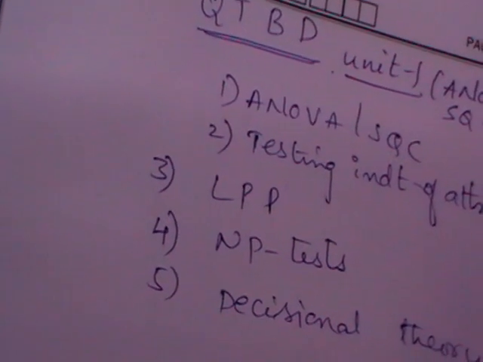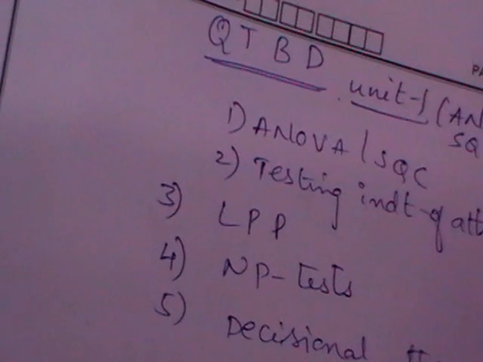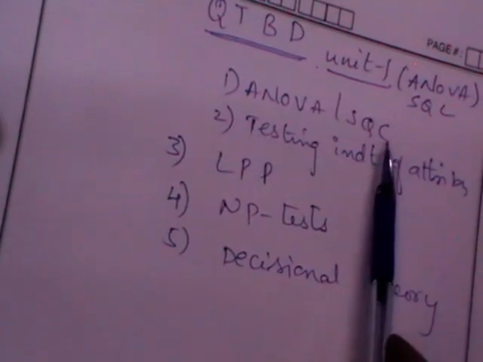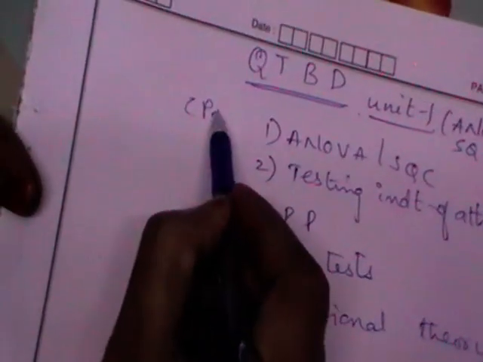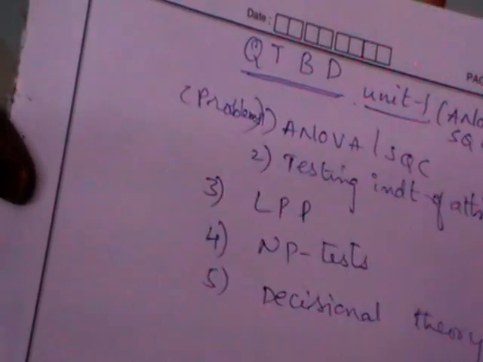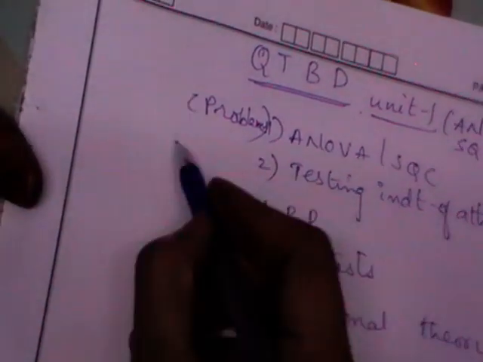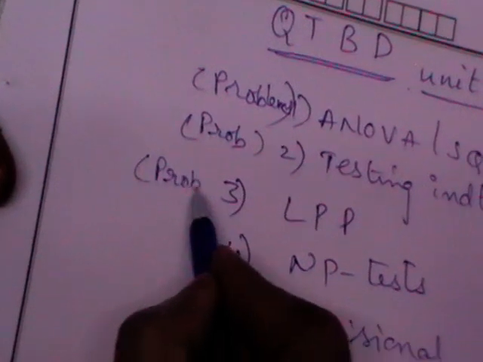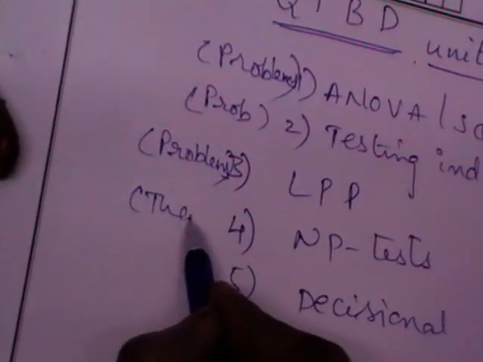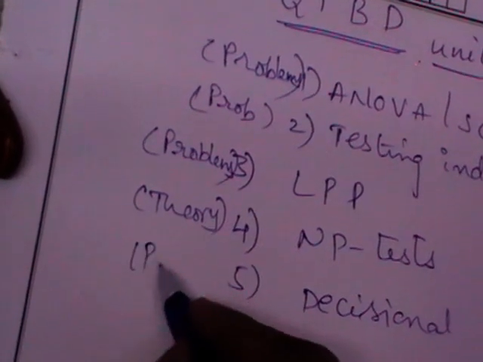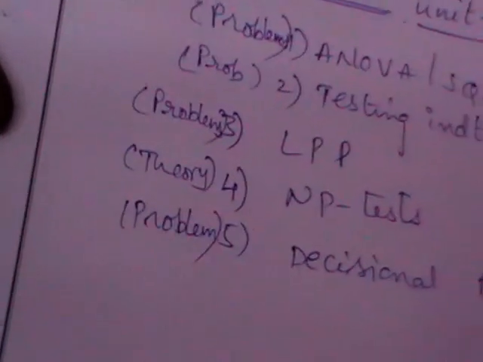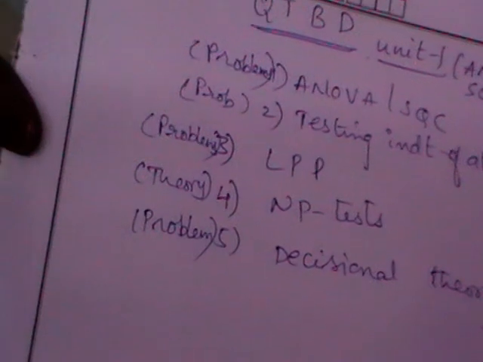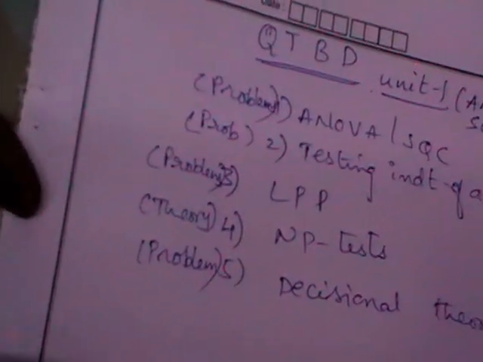Out of these 5 units, the first one, ANOVA, consists of numerical problems and its corresponding theory. Similarly, SQC has procedure and problem. You may get problems from this, and also the theory. Testing of independence also has both problems and theory. LPP also, if you observe, all these units have majority problems only. Even if you get a theory question, it is related to the problem only. If you can understand the problem clearly, you can write the theory or the steps involved in this.